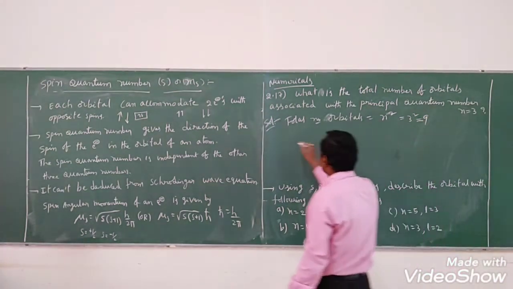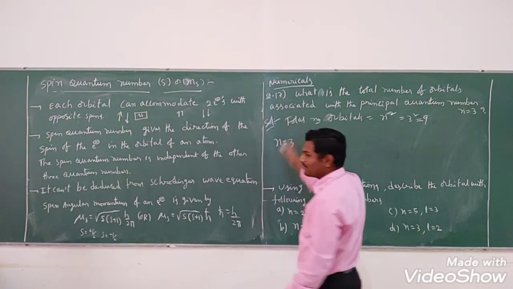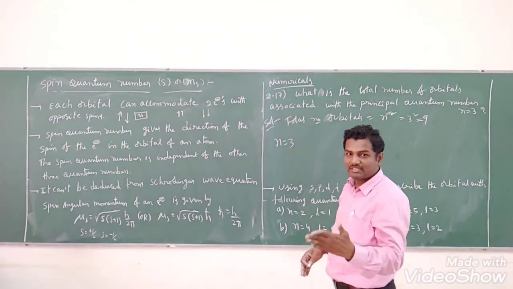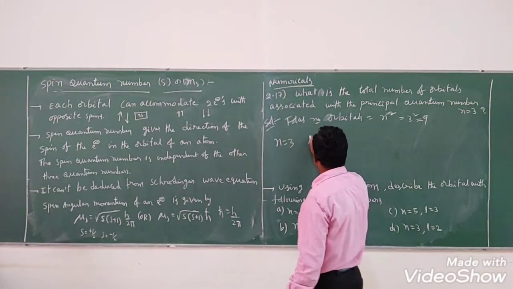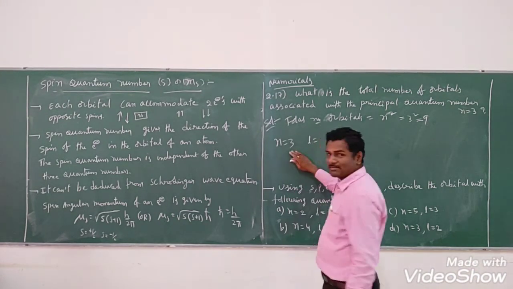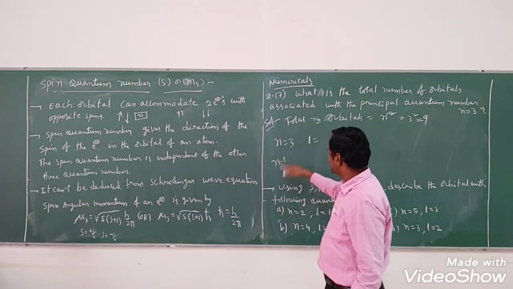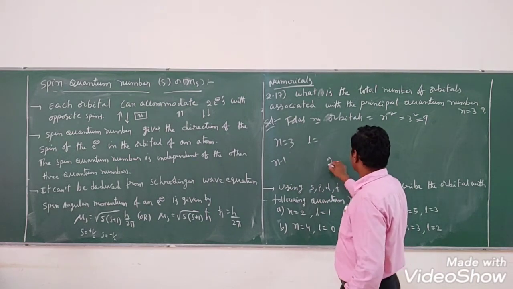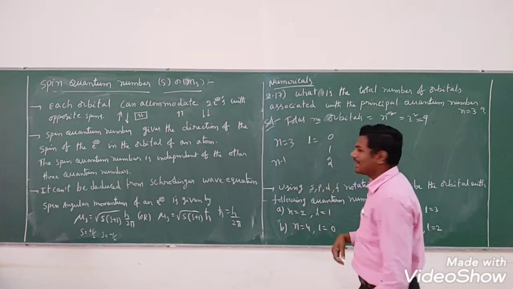Yes, what are those? You may ask the question here. Good question. n equals 3 means what shell? K, L, M shell. I have written already. How many l values will we get? What is the maximum l value? n minus 1. 3 minus 1, 2 is the maximum value. Before that 0, 1, 2 are also there.